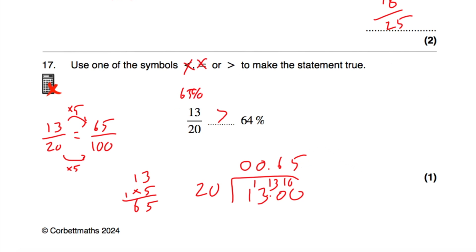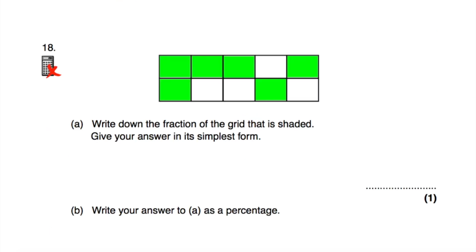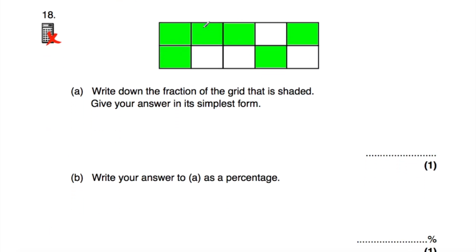Okay, let's look at our next question, question number 18. We've got this grid, and it's a rectangular grid with 1, 2, 3, 4, 5, 6, 7, 8, 9, 10 little rectangles. Part A says what fraction of the grid is shaded, and to give our answer in its simplest form. We've got 10 little rectangles there, and how many are shaded? 1, 2, 3, 4, 5, 6. So 6 out of the 10 are shaded. So 6/10 of that grid is shaded.